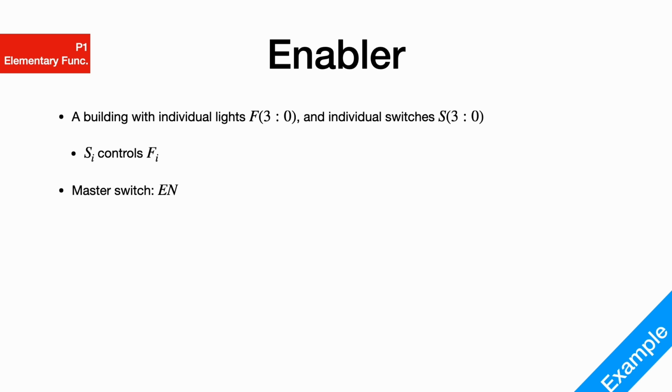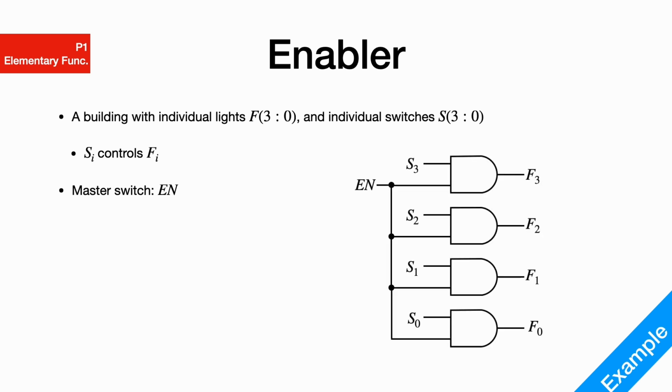And what happens in a lot of buildings is that you will also have a master switch. The master switch can instantly turn off all of the lights just by changing one signal. You can very easily implement this function by using enablers, an array of enablers, to be more exact, on each individual switch and light pair, like so.